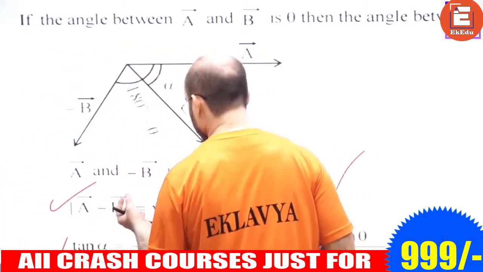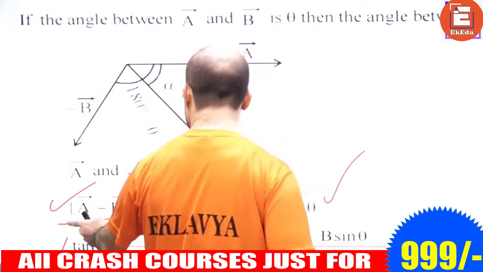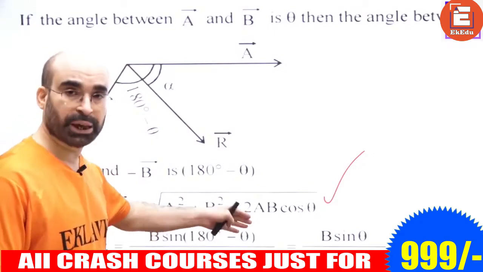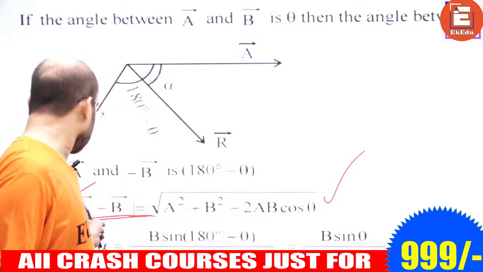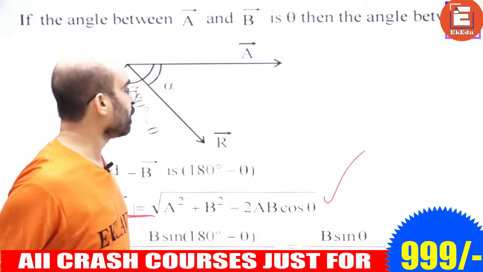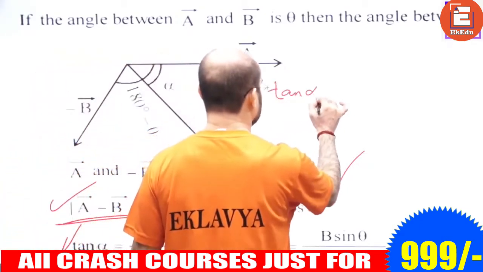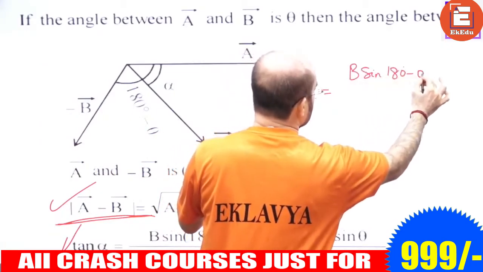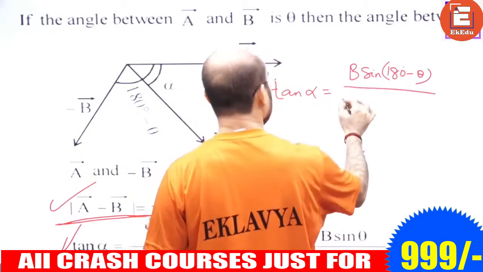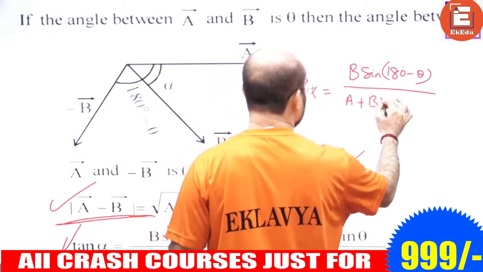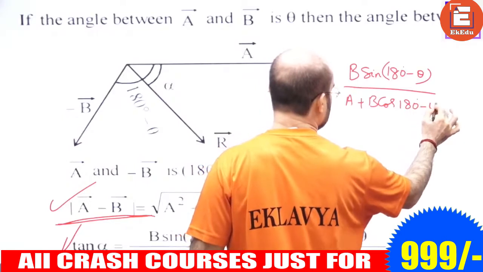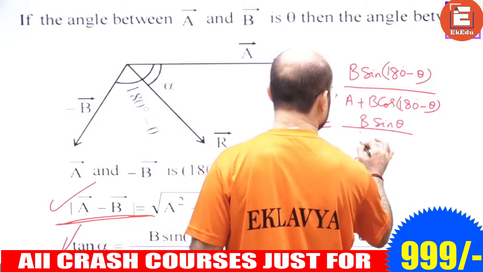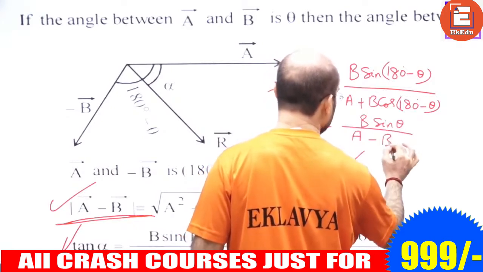The final result, the magnitude of the subtraction of vectors would be this. We have already found, and the direction would be this. Tan alpha, just note down this thing. B sin of 180 minus theta upon A plus B cos of 180 minus theta. So ultimately what you are going to get? B sin theta upon A minus B cos theta.